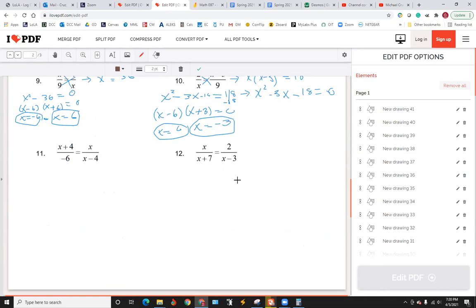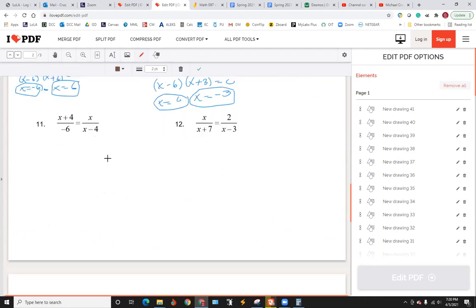All right, so for the rest of the time, why don't y'all try 11 and 12, and then I'll come behind you and see how you're doing on those. These are the hardest ones, of course, because these have the x squareds in them.